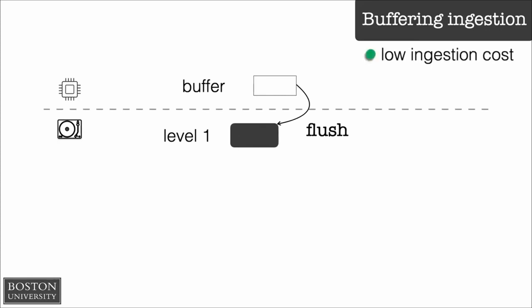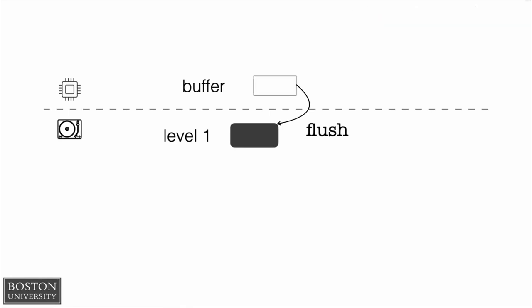So this leads to low ingestion cost, because everything is initially simply stored in memory, and very fast temporal reads, because if we're looking for something that we just wrote, it will be available in the buffer with very high probability.